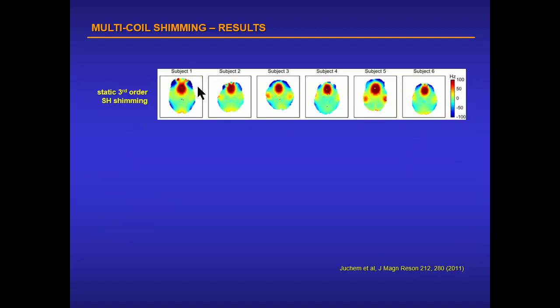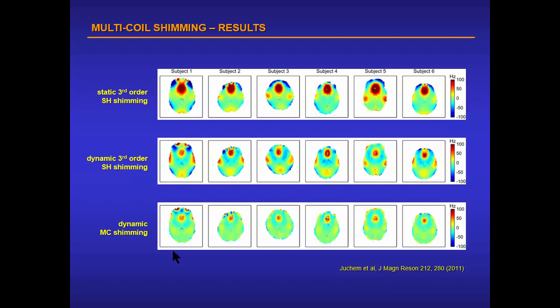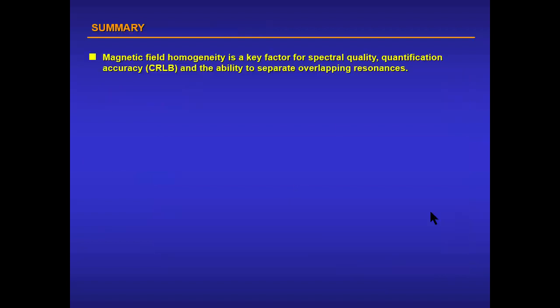It also works well on different subjects. You can see this is again standard shimming. Again, you have this frontal inhomogeneity, and multicoil shimming is the bottom one. It greatly improved it.